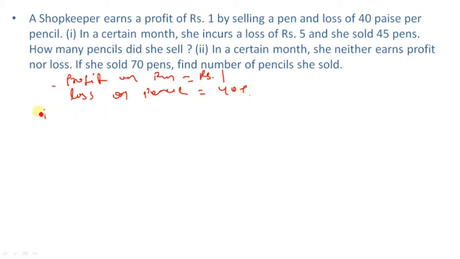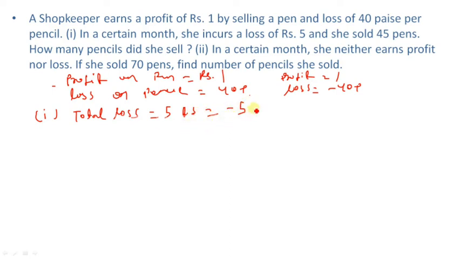Now let us come to the first part of the problem. In a certain month she incurs a loss of rupees 5 and she sold 45 pencils. Means total loss, what is the total loss? Total loss is equal to 5. While doing such problems, let us take profit as positive and loss as negative. Profit can be written as 1 and loss can be written as minus 40p. Why? Because loss means we need to go backward on the number line. Now the total loss in that month is 5 rupees. It means the value will be minus 5. Now, what is the number of pens she sold in that month?